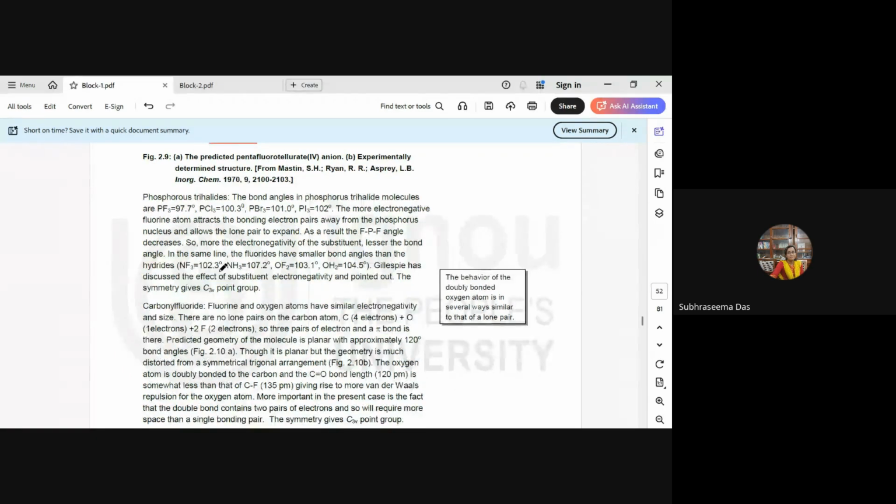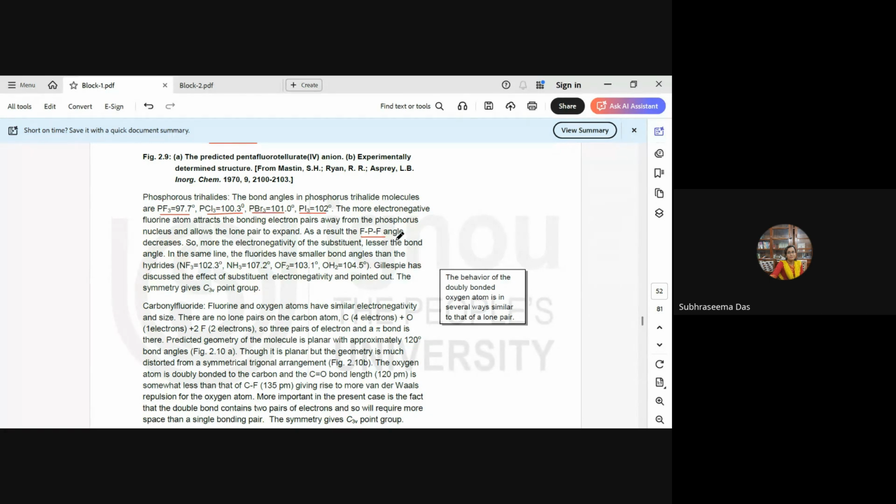One more example has been given here, that is for phosphorus trihalides. The bond angle in phosphorus trihalide molecules is 97.7 for PF3, it increases to 100 for PCl3, 101 for PBr3, and 102 for PI3. When we look into this trend, we see that the more electronegative fluorine atom attracts the bonding electron pairs away from the phosphorus nucleus and allows the lone pair to expand. As a result, the FPF angle decreases.